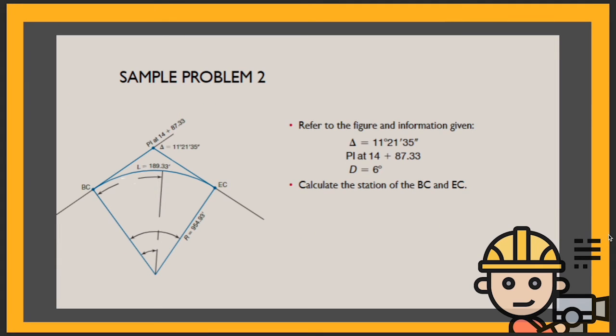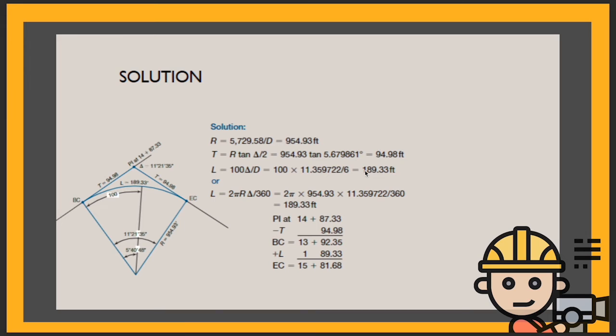So here's the sample problem for compound curve. Refer to the figure and information given. The angle is 11 degrees, 21 minutes and 35 seconds. Point of intersection at 14 + 87.33, and D is equal to 6 degrees. Calculate the station of the BC and EC. So here is the solution.